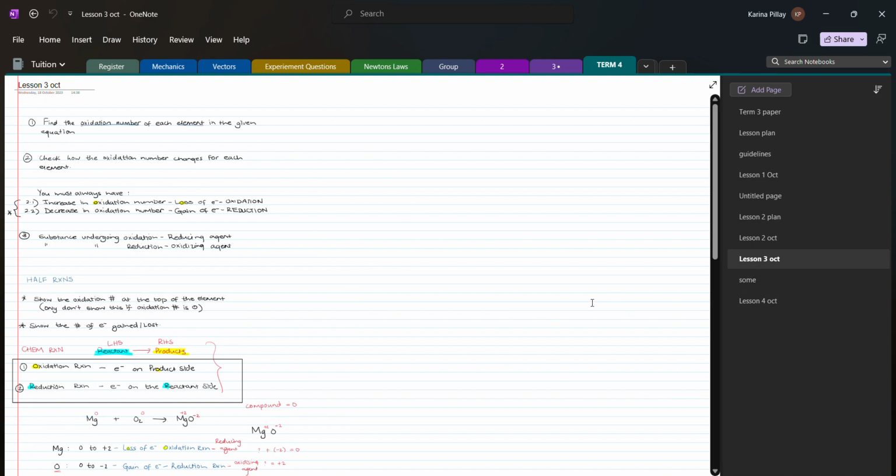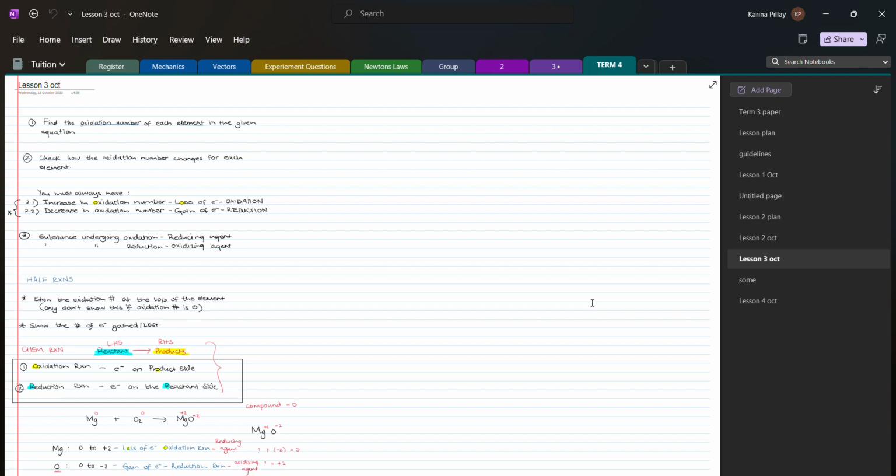Hi everyone. In today's lesson, we're going to talk about redox reactions. Specifically, we're going to talk about how do we determine the half reaction and how do we balance any chemical reaction given to us using oxidation numbers.